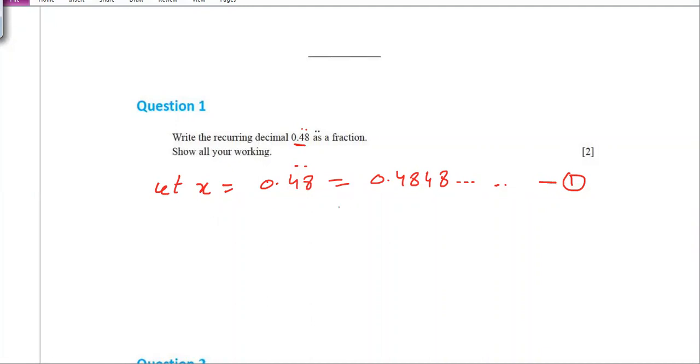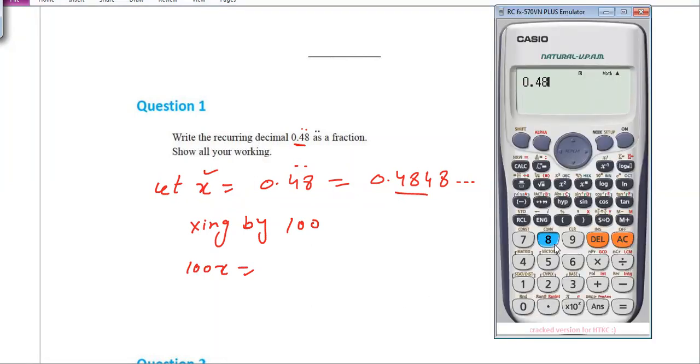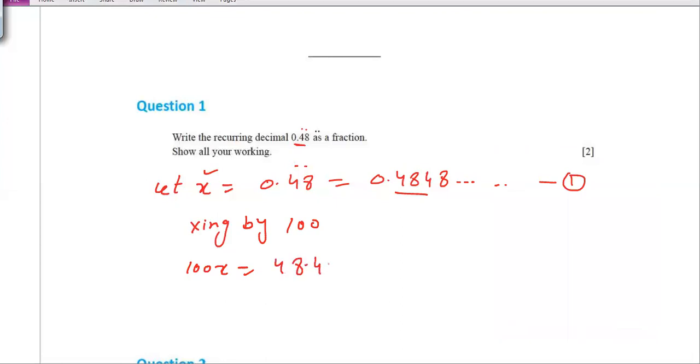So for two repeating digits, we multiply both sides by 100. Multiplying by 100, it will become 100x. I will multiply this with 100: 0.4848 multiplied by 100 will be 48.4848. I told you to write the same number of decimal places, four decimal places. So write another 48, because as many as you want, you can write. So this is the second equation.